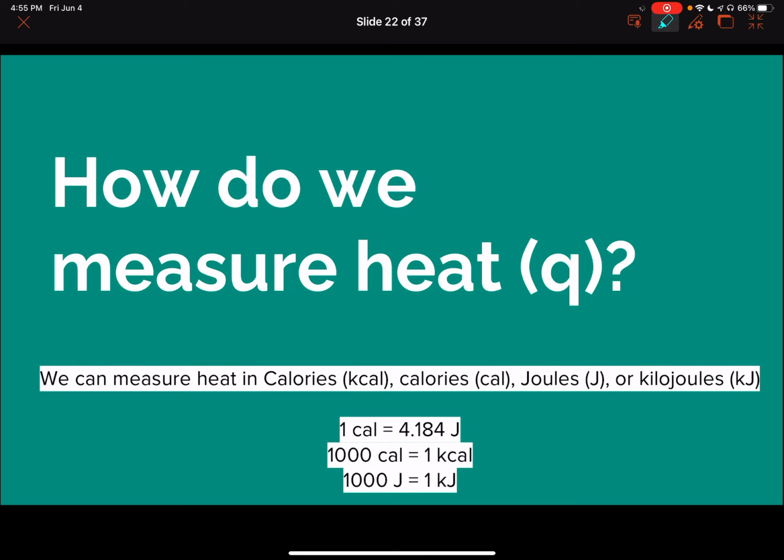So how do we measure heat in q? Well, we can measure it in all different things like big C calories, little c calories, joules, and kilojoules. Now, calories sound familiar because our food is measured in calories, or how much energy it takes for us to burn them off. Now, that's a whole different lesson to focus in on big C versus little c and the calories we consume. We're going to focus in more qualitatively than quantitatively.